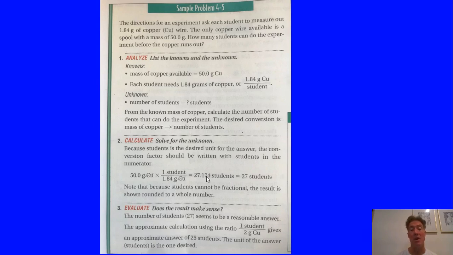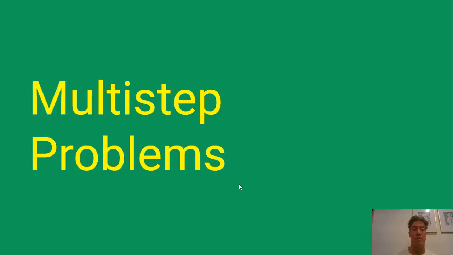I'll have a little bit left over, but I can't do 28 students. So 27 students with a little left over is how many students can do this experiment. Does this make sense? Yeah, it seems pretty reasonable. If it's basically 2 grams per student, and I divide this by 2, I should get around 25 students. Roughly, that's my rough estimate, and my answer is 27, so that accords with my rough estimation.